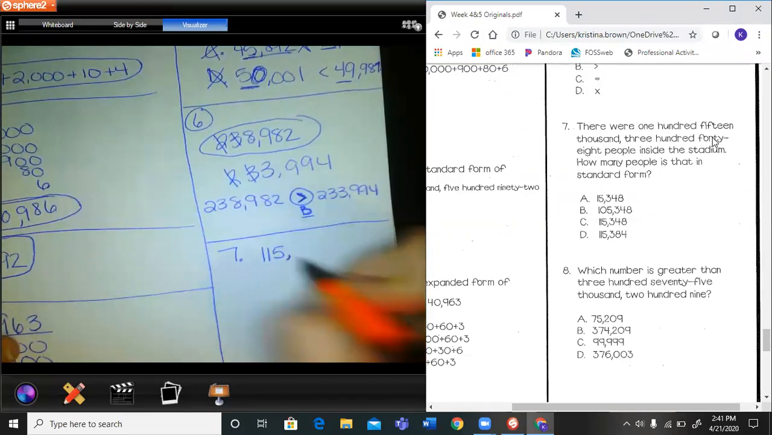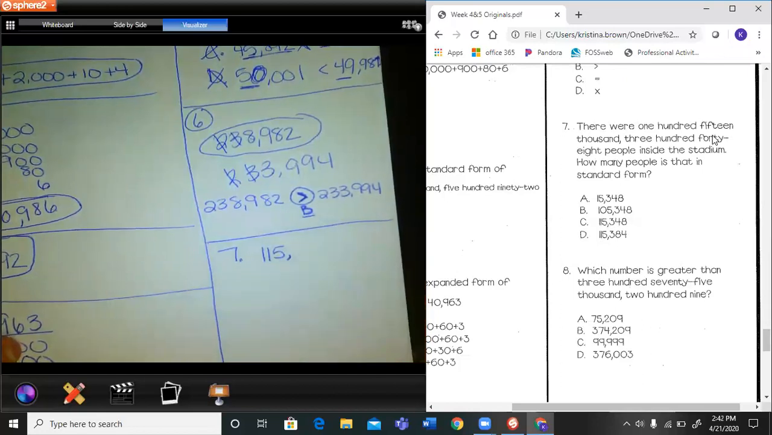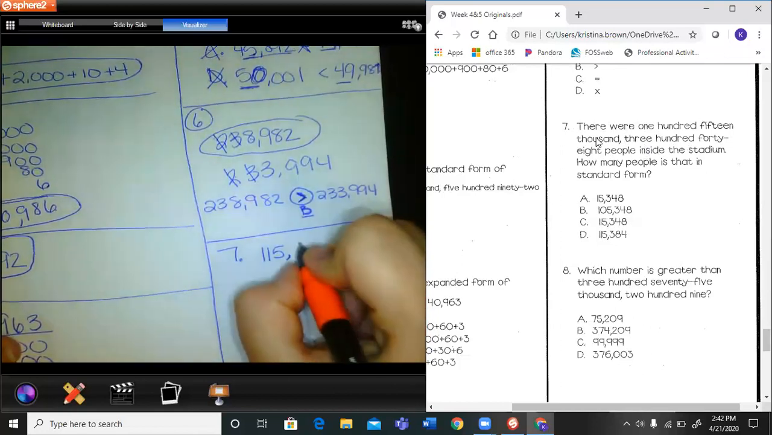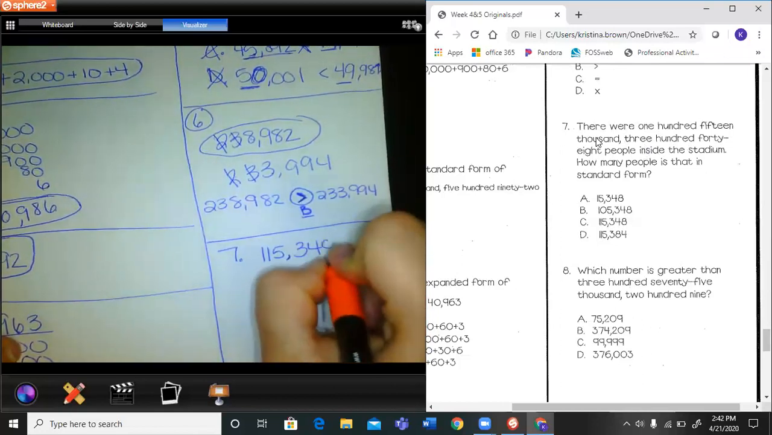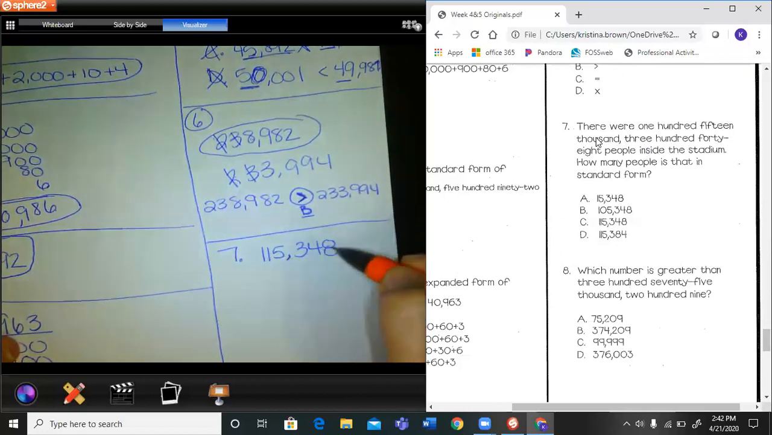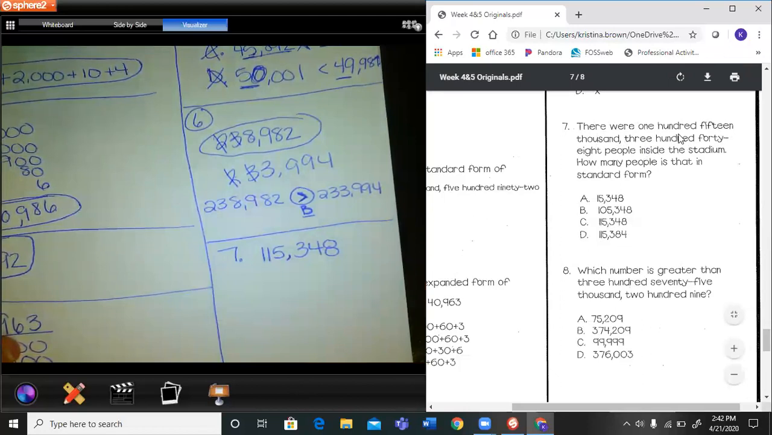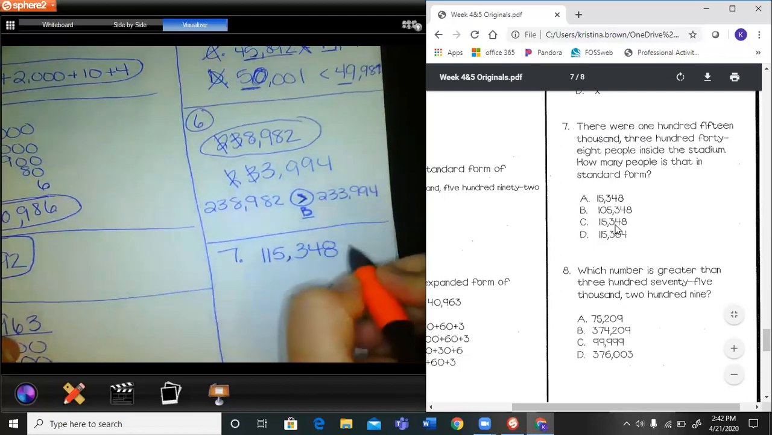Then I put my comma. Continue reading it. It says 348. So I have 115,348. I'm going to look on my paper, 115,348. So I should be looking for C for my answer.